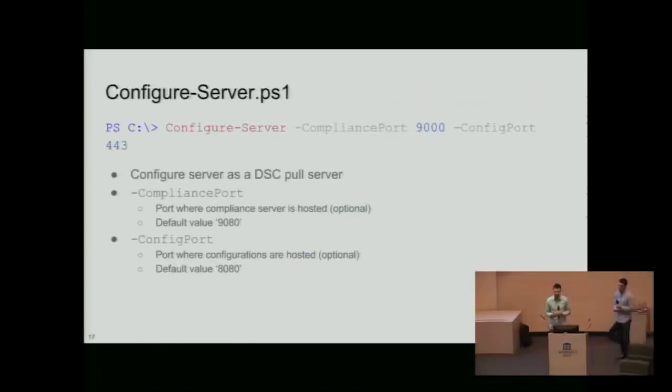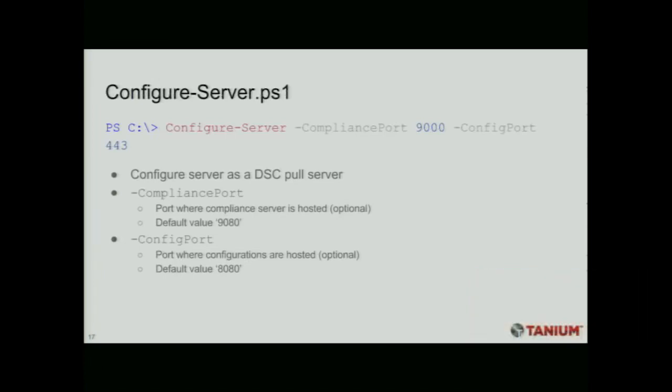What the server script actually does is it initializes the DSC server with some optional parameters. So the 2 parameters that we support are the compliance port and the config port. The compliance port is the port that the server runs that listens for victims to check in to report how they are compliant with the various configs. And the config port, which is important because this is the port that the clients will actually reach out to, so they have to be able to connect outbound. And this is where the configs are being hosted by your server. And they both have default values.